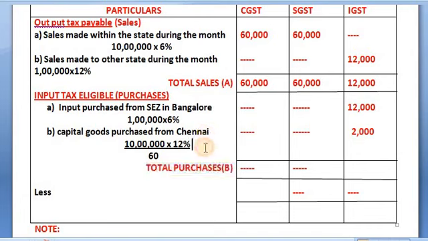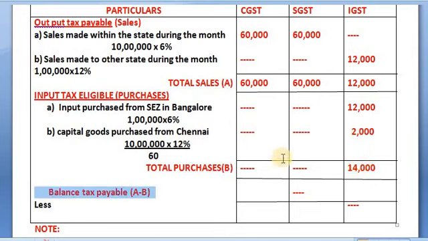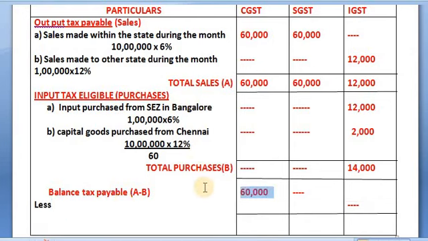Now take the total purchases. Total purchases, you will be getting 14,000 of IGST. You don't have any other CGST and SGST. We have named the total purchases as B. Now, tax payable you need to calculate. Balance tax payable: how do we calculate? A minus B, that is sales minus purchases. You will be getting 60,000, 60,000 and 2,000. That is the surplus we have.